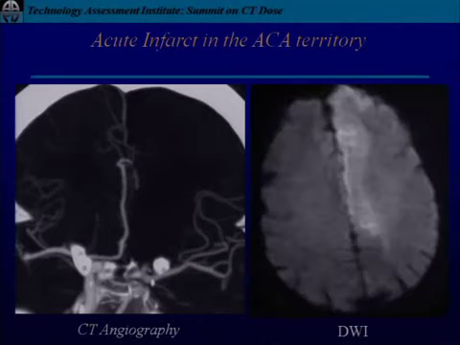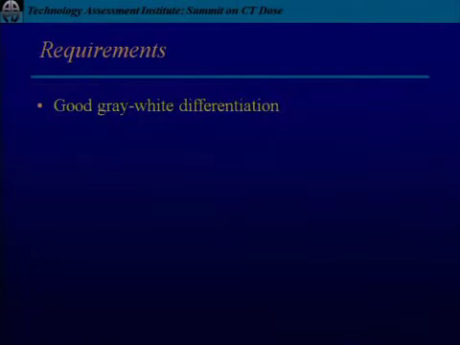Okay, the DWI image shows clearly where the defect is, but you ought to be able to pick that up on the non-contrast head CT. So we reached this stage only because somebody called that into question right in the beginning. So you need to have good gray-white differentiation in your images in order to be able to see these subtle changes. We're talking about Hounsfield unit differences of maybe about 20 to 30 that you ought to be able to pick up.